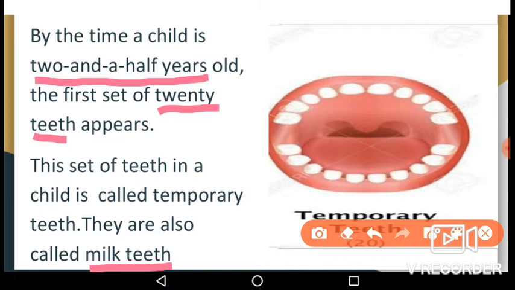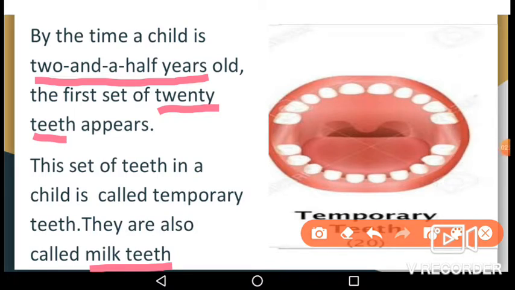Milk teeth are very important for the normal growth and development of a child, and in fact as important as your permanent teeth. Though there is a significant difference between milk teeth and permanent teeth, milk teeth perform certain important functions until the permanent teeth can take over.